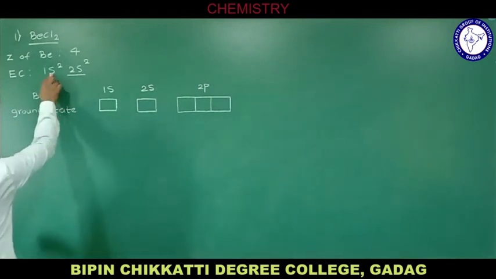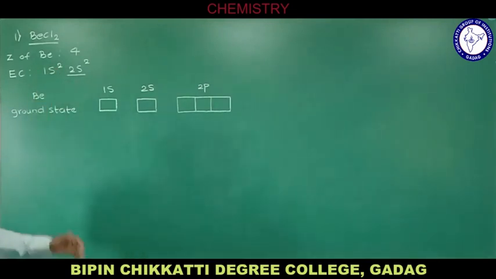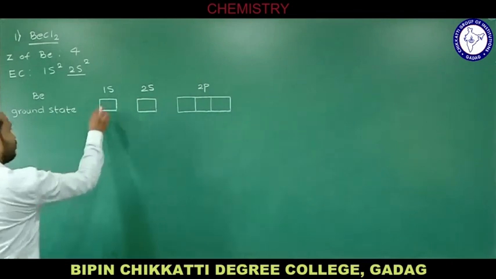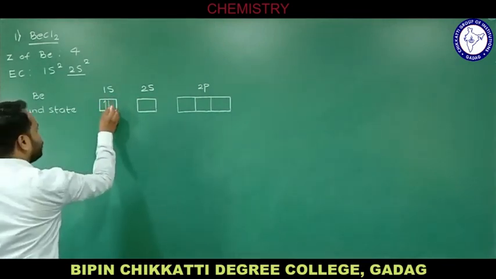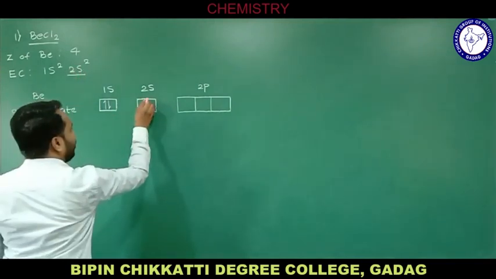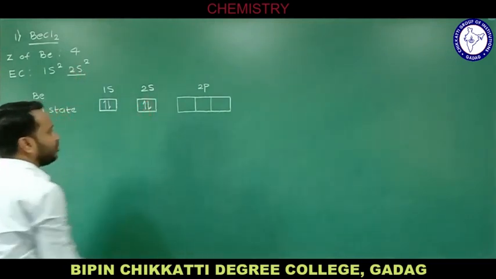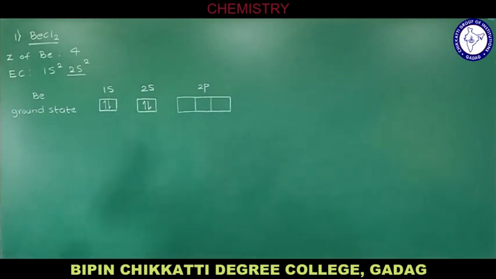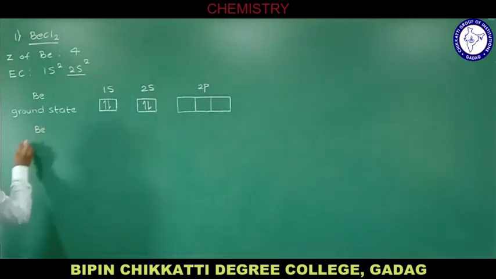In the 1s atomic orbital we have 2 electrons. According to Pauli's exclusion principle, electrons of opposite spin can only be paired. In the 2s atomic orbital we have 2 electrons. We need to represent it like this. This is the beryllium atom in the ground state. Now we'll see what about the excited state.